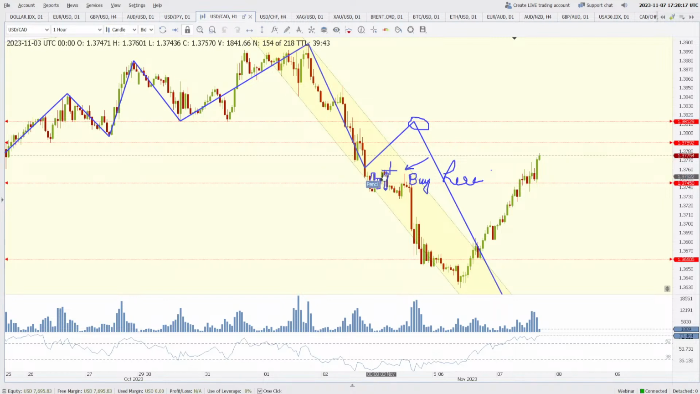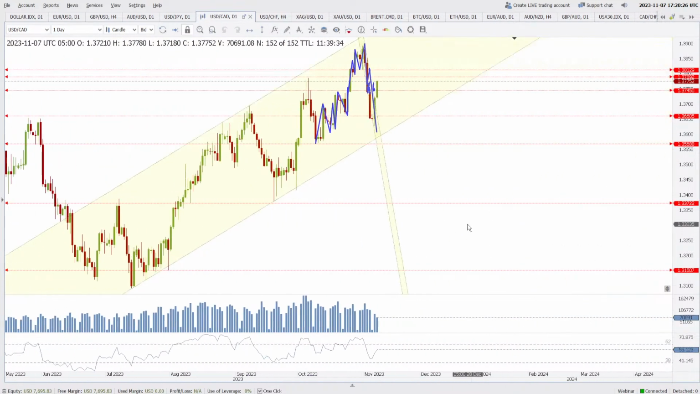Here we wanted to buy it here, but it broke lower. Now it is making higher highs and higher lows. This is 1 hour. Let's check what is happening on the daily.